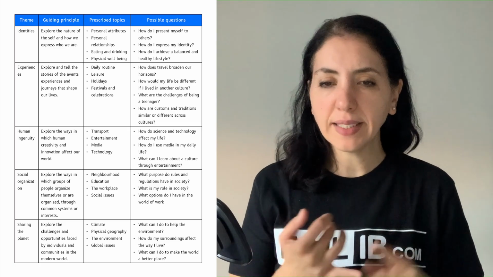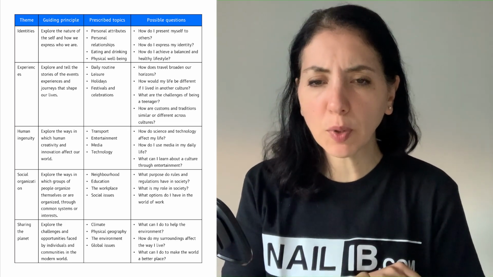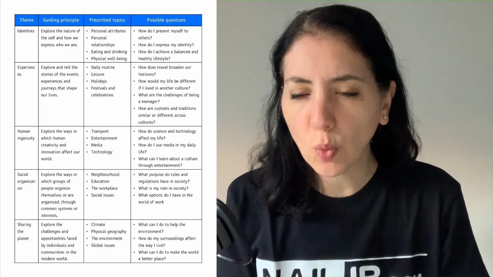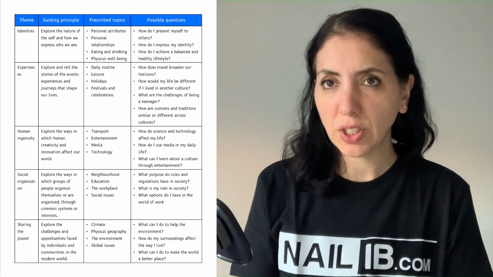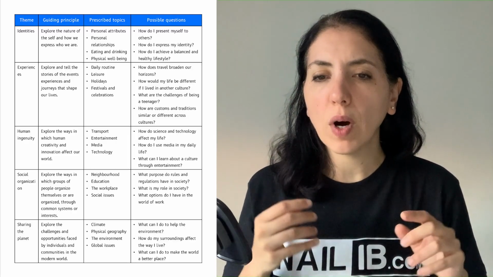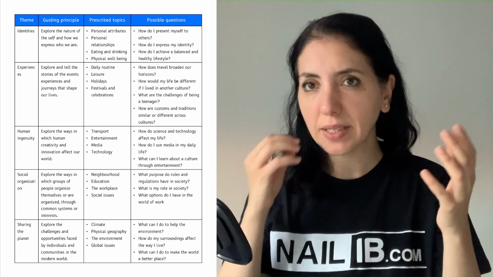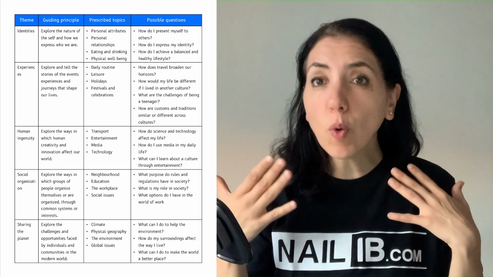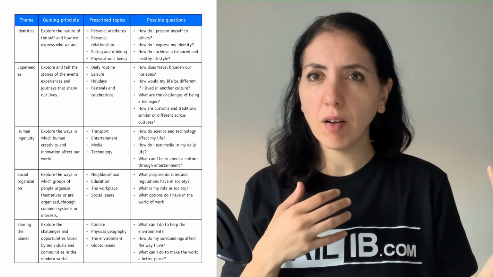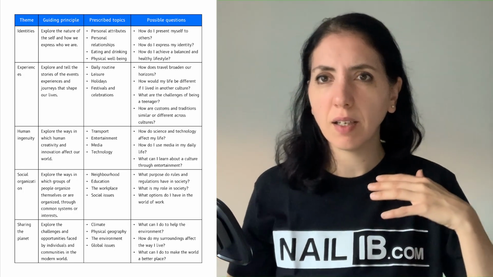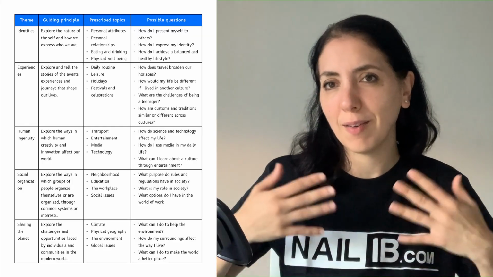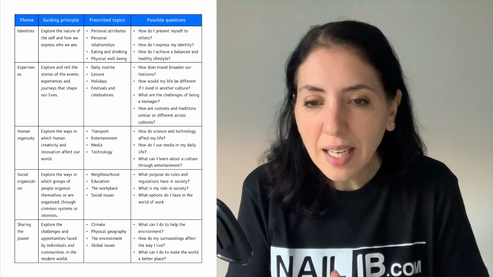In the case of identities, it is to explore the nature of the self, and how we express who we are. In the case of Spanish Ab Initio, one of the topics that we're going to deal with is personal attributes. So we're going to take a look at the way we look, the way our hair looks, our skin color, whether we are the way our body is.